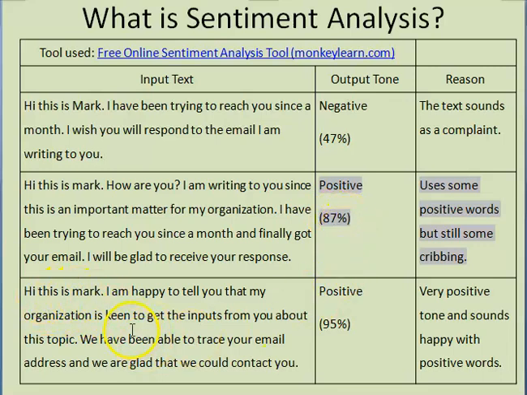Now writing the same content in a fully positive manner, 95% positivity is there. So, "Hi, this is Mark. I am happy to tell you that my organization is keen to get inputs from you about this topic. We are able to trace your email address and we are glad that we could contact you." So in this also we are telling that we have made an effort to find the email, but in a very positive way. And the text analysis software has also marked this as a 95% positive text. So this way we have the same set of words written in different manner, and then the different tone detections that has been done by the software. So the sentiment analysis has been performed by the software. So sentiment analysis is identifying the tone.